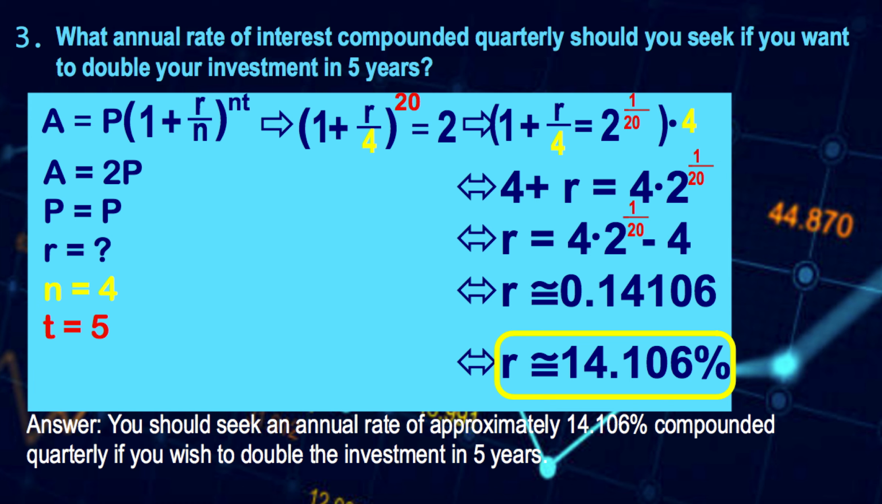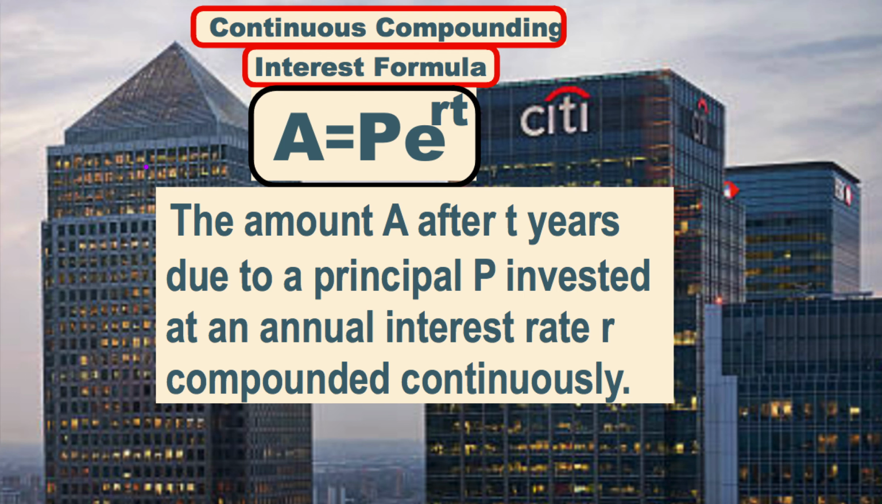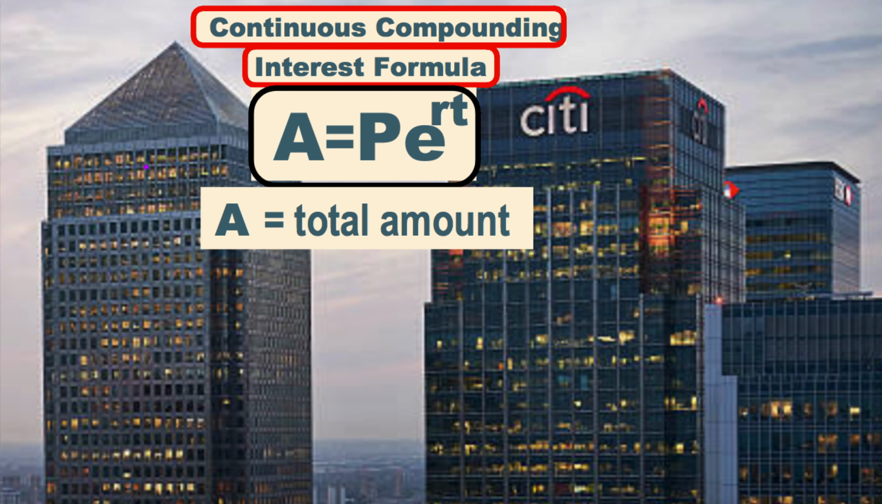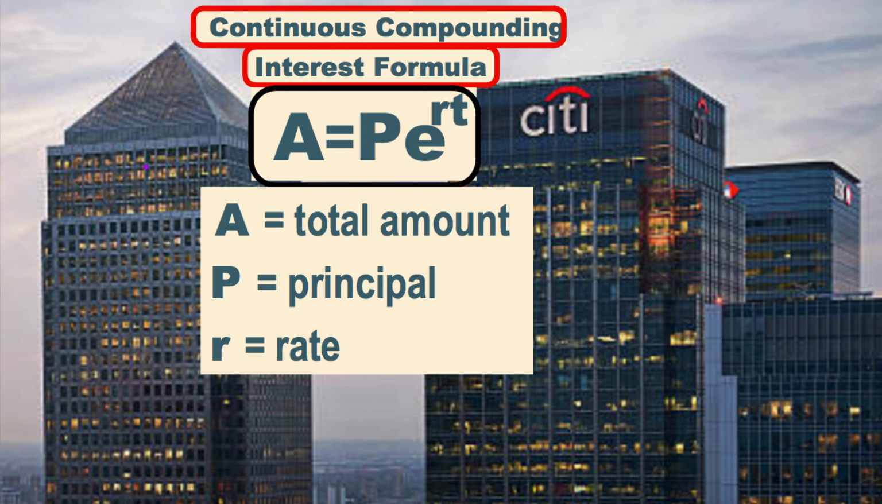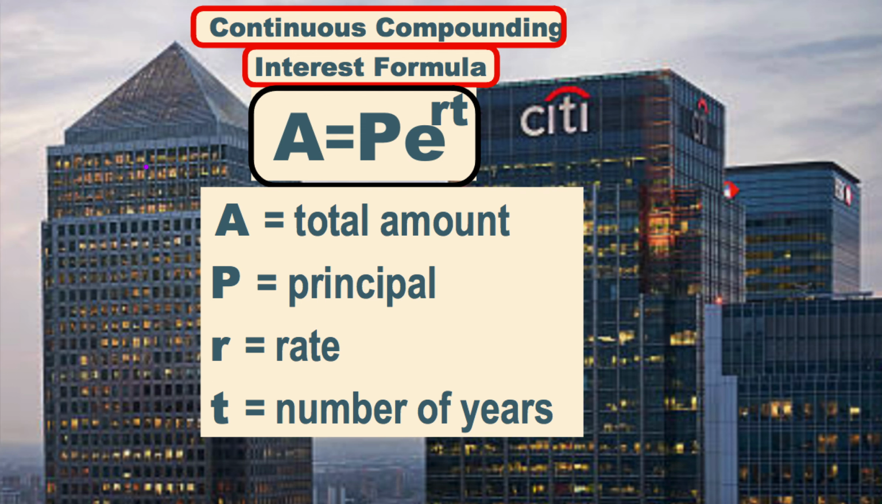Now, we have a continuous compounding interest formula that differs from the previous formula we utilized and discussed. A equals P times e to the RT. The amount A after T years due to a principal P invested at an annual interest rate R compounded continuously. A represents our total amount, P represents our principal, R represents our rate, and T represents the number of years.